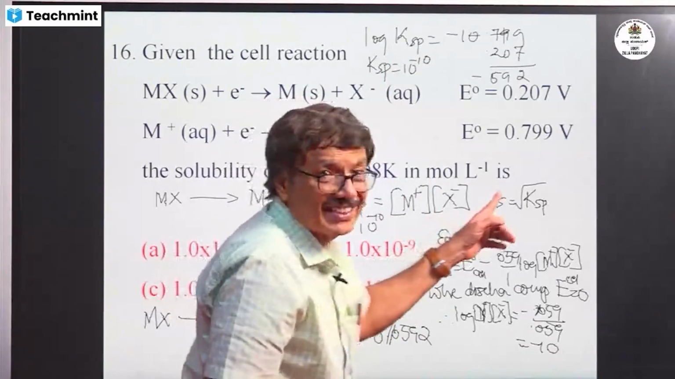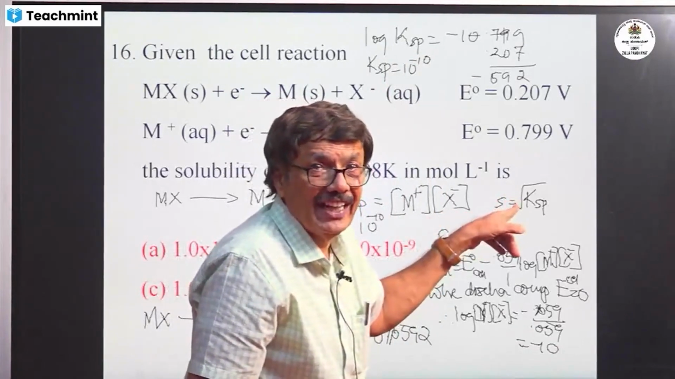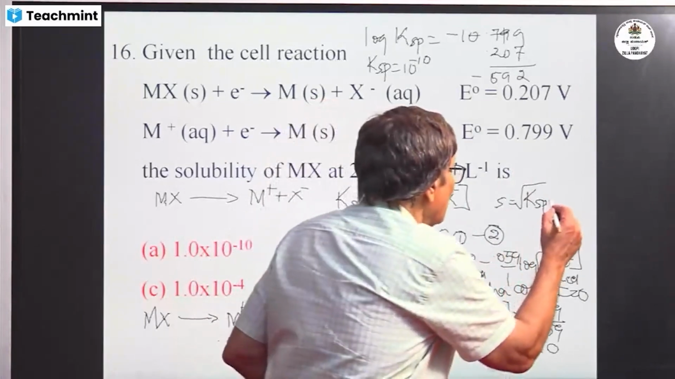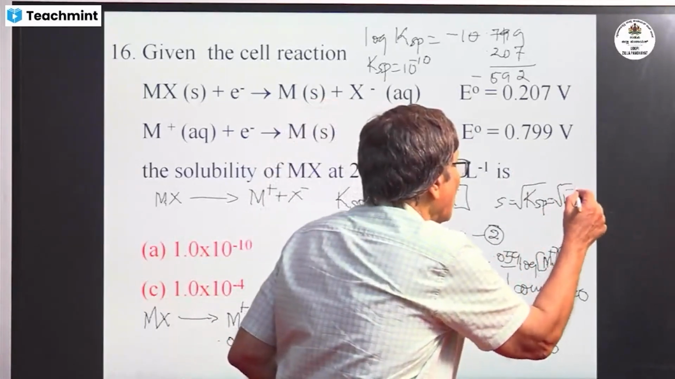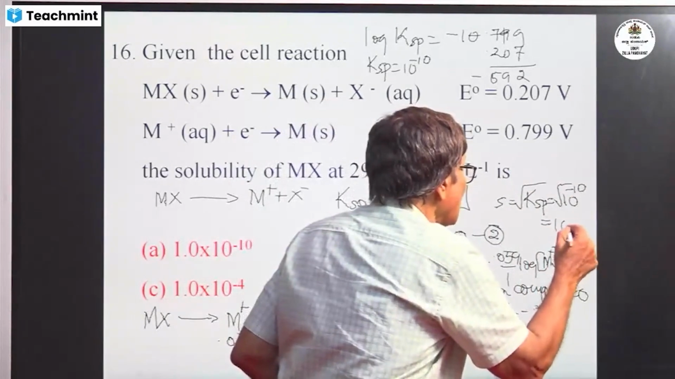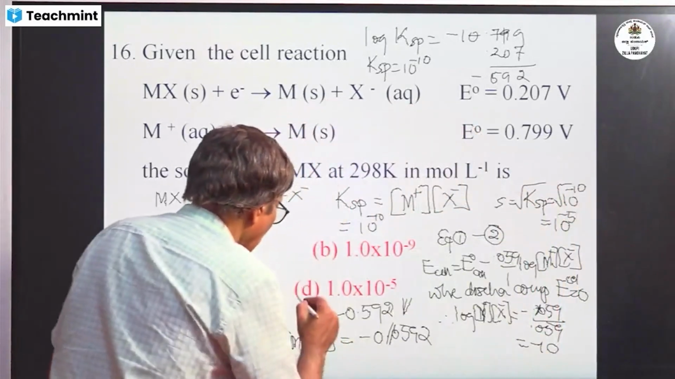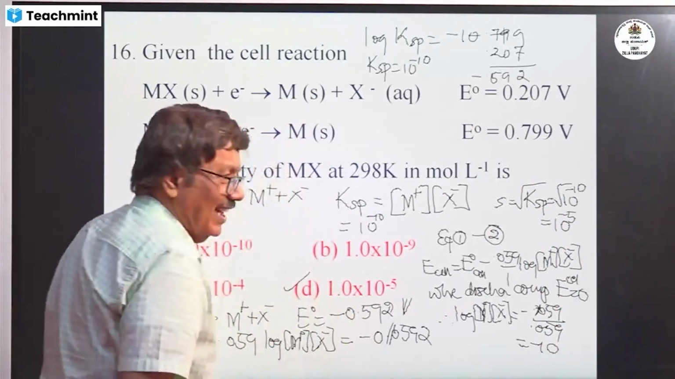Then what is S? Solubility. Solubility is root of 10 to the power minus 10. So root of 10 to the power minus 10, the answer is 10 to the power minus 5. 1 into 10 to the power minus 5. Option D is the right answer.